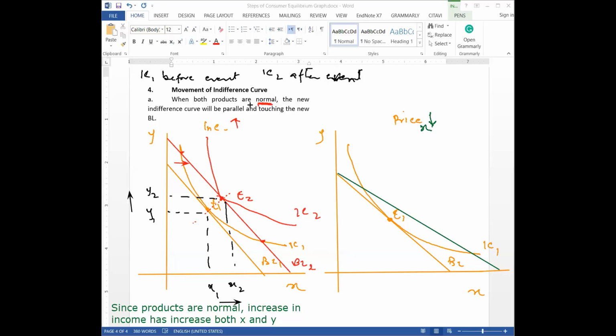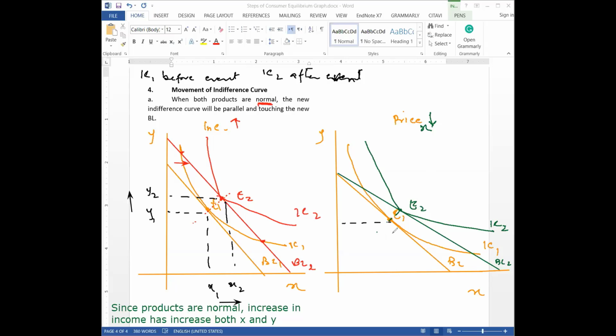And since we already know the products are normal, I will make sure that the 45-degree dot should be somewhere here. And then I will draw a new indifference curve, which is touching only once and parallel to the old one. It should touch only once to the new budget line, BL2, and it should be parallel to the old indifference curve. So this is my E2. Now I will label it with black color.